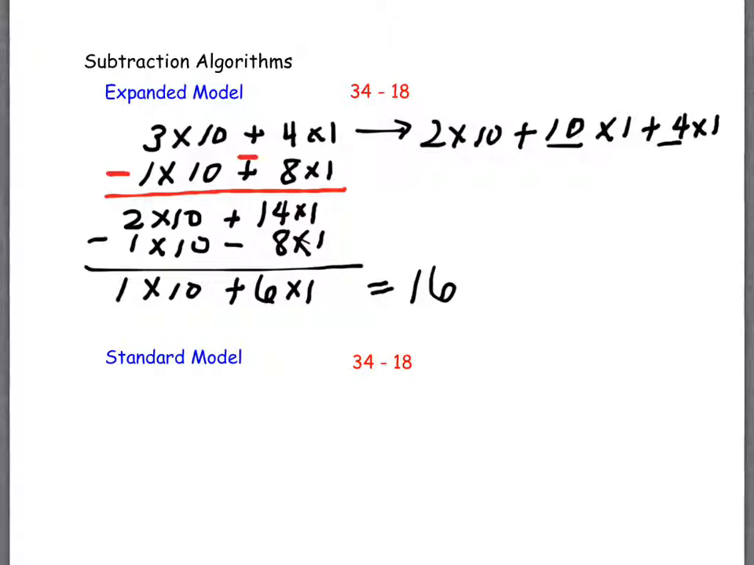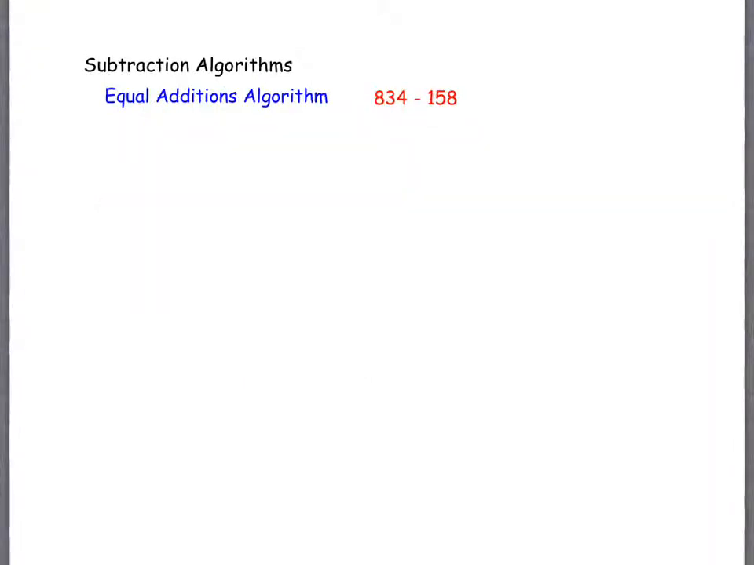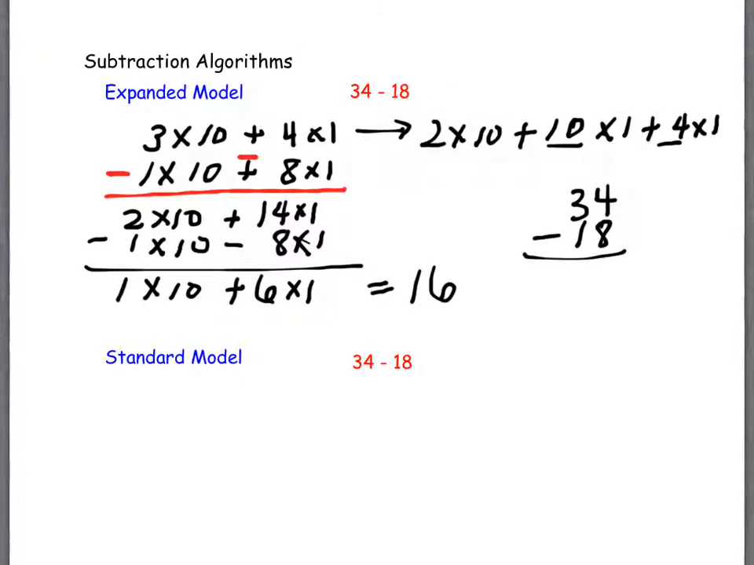Let me show you, again, this is sort of an aside, another way of doing the expanded model, kind of like I did in the last with the addition. If I do this with 34 minus 18, and I want to move left to right a little bit, I can actually talk about this being 30 minus 10, and I can talk about this being 4 minus 8. Depending on what level the kids are at or how comfortable they are with looking at these in terms of negative numbers, you can also think about it like this.